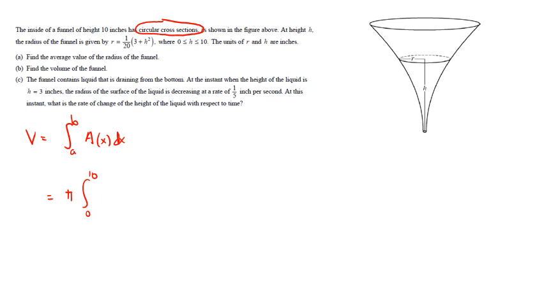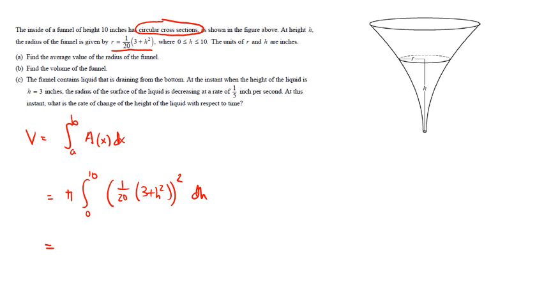Okay, my integrand is just going to be the radius. Well, I know what the radius is. They tell me what the radius is. The radius is right there. Okay, and remember that if the cross section is a circle, then that means I have to do pi r squared. So that's why I have to square my radius in this case.